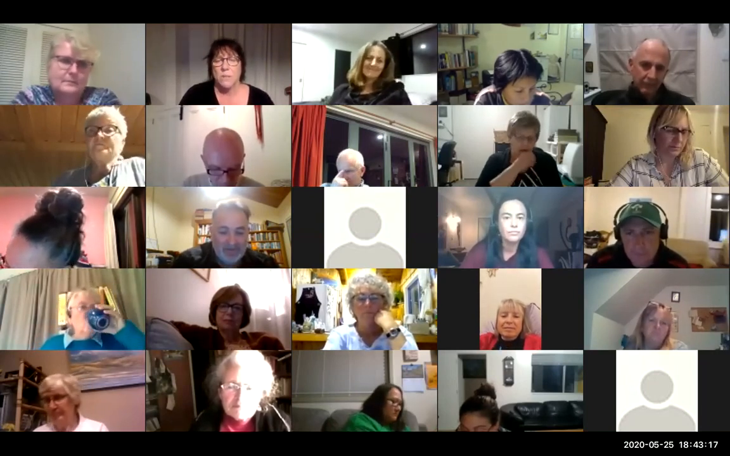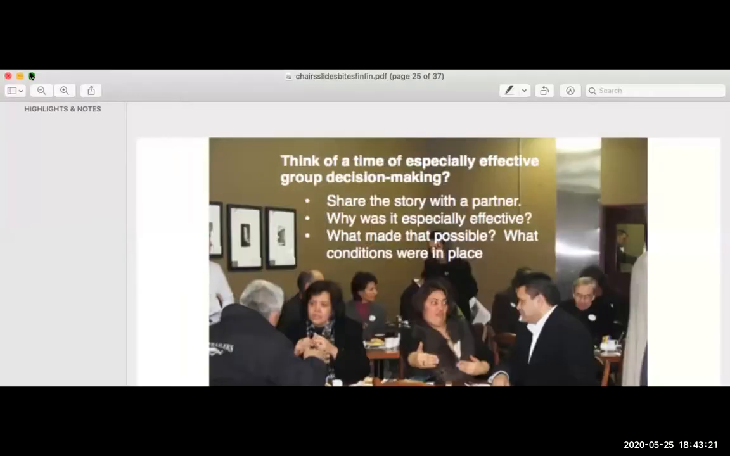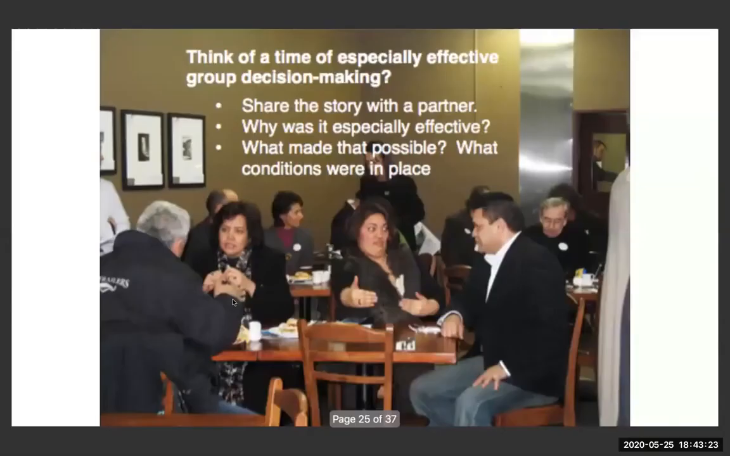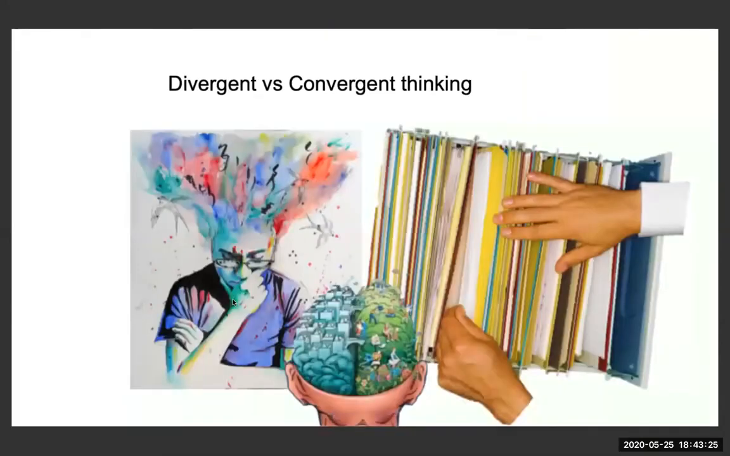I'm just going to share with you a model that will help us as chairpersons with that toing and froing in the debating process. It's looking at what we call divergent versus convergent thinking. Divergent thinking is when we get people to put their ideas out there as far and as wide as we can, to really think of different options and alternative points of view.